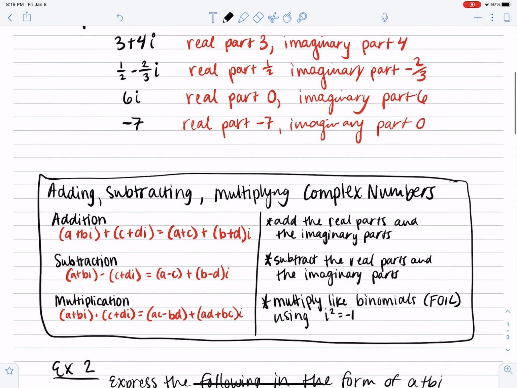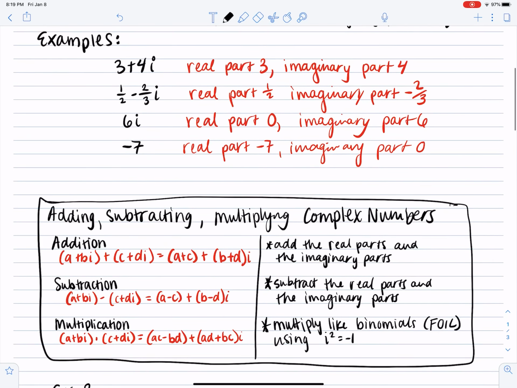So there are just some notes here for adding, subtracting, and multiplying complex numbers. When you add them, you add the real parts together, and then you add the imaginary parts together and get a bigger or smaller real part and a bigger or smaller imaginary part, and you leave it like that. It's similar with subtracting. You subtract the real parts and then you subtract the imaginary parts and then combine those together.